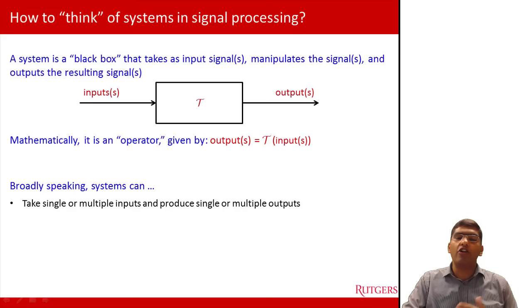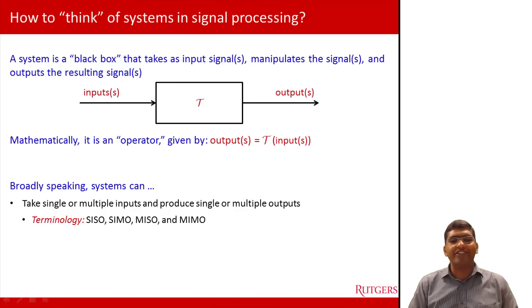Broadly speaking, systems can take single or multiple inputs, and they can produce single or multiple outputs, and based upon that, they are given different names. For example, they are given names like SISO, single input, single output, SIMO, single input, multiple output, MISO, multiple input, single output, and MIMO, multiple input, multiple output.